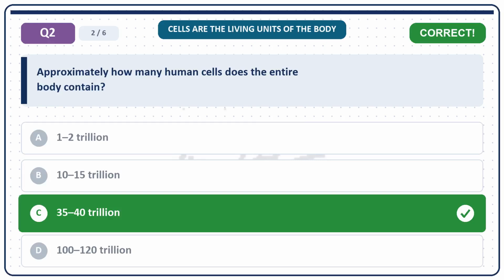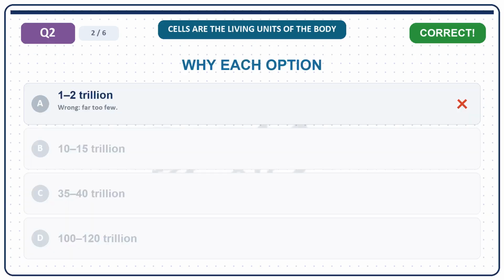Option C, 35 to 40 trillion. That's correct. Now, let's break down each option. Option A, 1 to 2 trillion. This one is wrong, because it is far too few. Option B, 10 to 15 trillion. This one is wrong, because it is still too few.